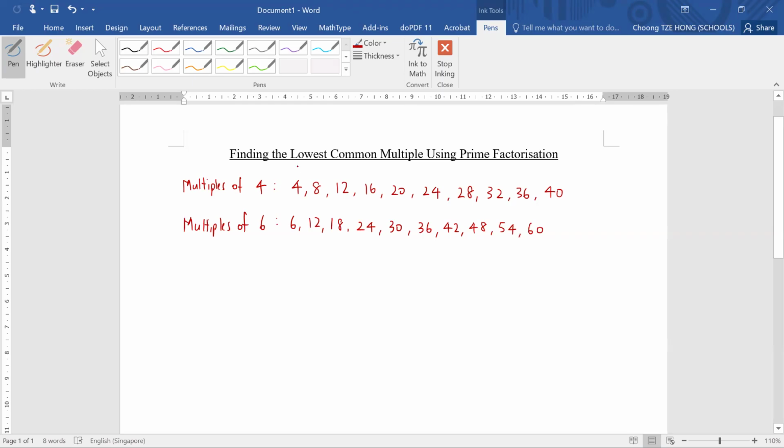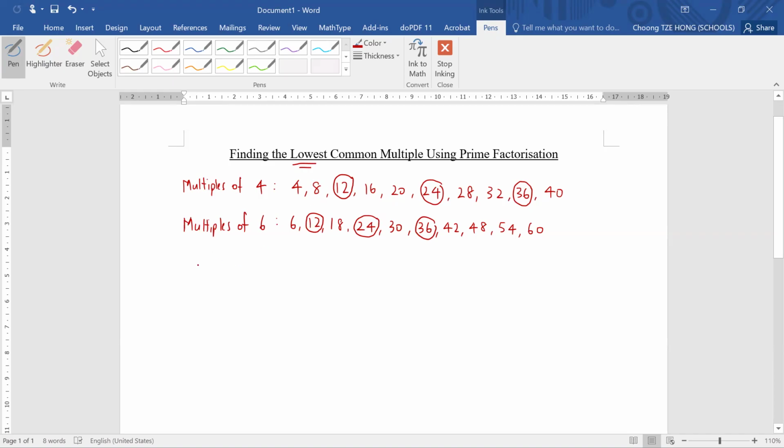Now we want to find the lowest common multiple. Over here, we can see that there are several common multiples. The first one is 12, which is common between the two. Going further down, we can find 24, and further still, 36. So 12, 24, and 36 are common multiples. But we are interested in the lowest one, which is 12.